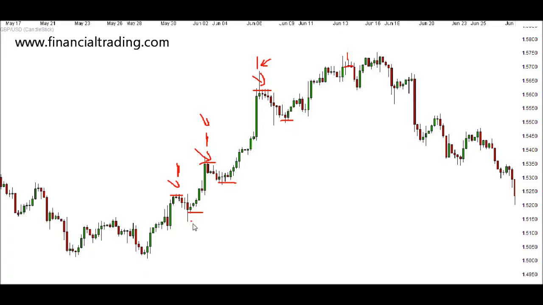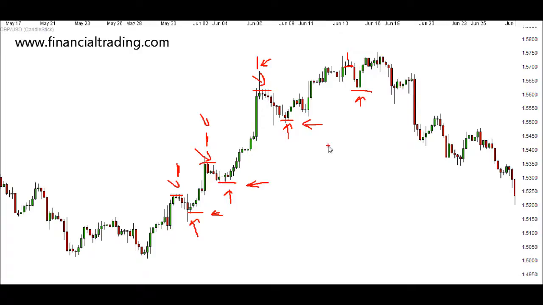And the same with the lows. We have a low, we then have our second low, which is higher than our first. Our third low is higher than the second. Our fourth low is higher than the third. And that's the very basics of an uptrend.